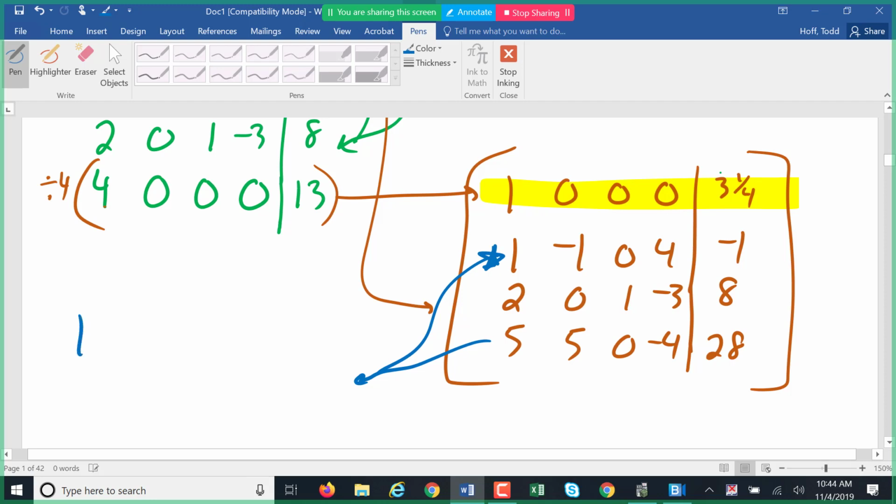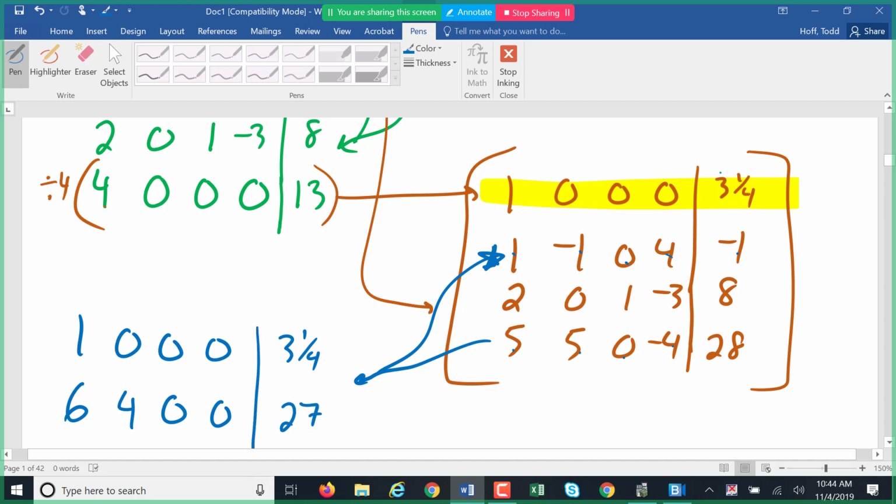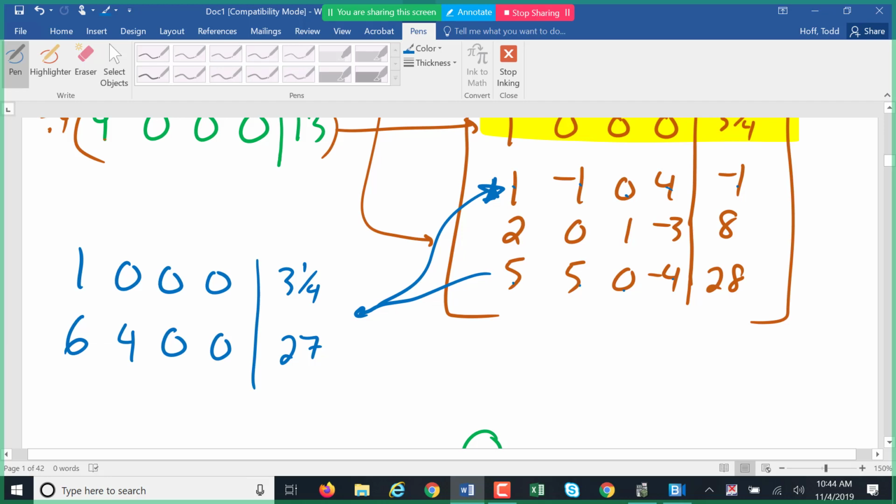So my top row, 1, 0, 0, 0, 3 1/4. Second row is going to get replaced. 1 plus 5 is 6. Negative 1 plus 5 is 4. 0 plus 0 keeps a 0 there. 4 and negative 4 makes 0. Negative 1 and 28 makes 27. And my third and fourth rows are going to stay the same.